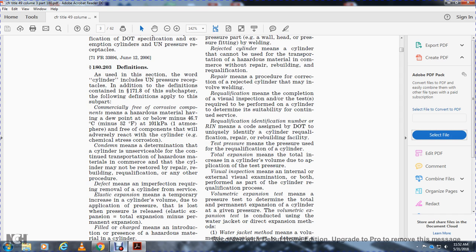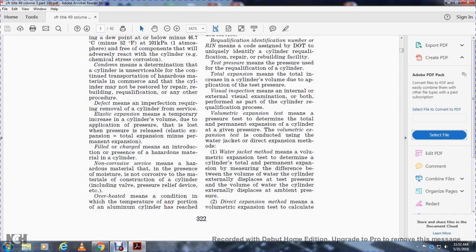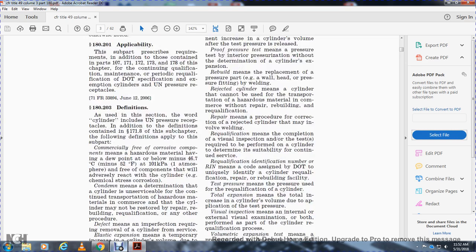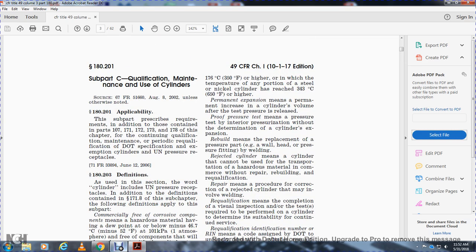Elastic expansion is the total expansion minus the permanent expansion. Filled or charged means the introduction of hazardous material into a cylinder. Non-corrosive service means the hazardous material, in the presence of moisture, is non-corrosive to the material of construction of the cylinder, including the valve, pressure relief valve, etc. Overheated means the condition where the temperature of any portion of an aluminum cylinder has reached 350 degrees Fahrenheit or higher, or the temperature of any portion of a steel or nickel cylinder has reached 650 degrees or higher. Permanent expansion means the permanent increase of the cylinder volume after the test pressure.